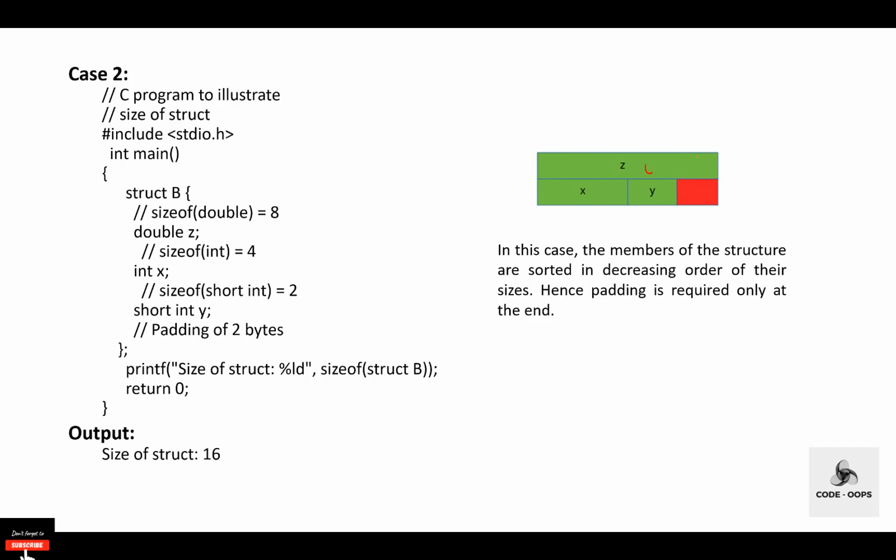Z takes 8 bytes. Then x is of integer type, takes 4 bytes. Then short int y takes 2 bytes. Two bytes of padding is added after y. Now in this case, size of structure is 8 plus 4 plus 2 plus 2. Result is 16. Size of structure is 16. Sizeof operator is used to compute the size of any data type.